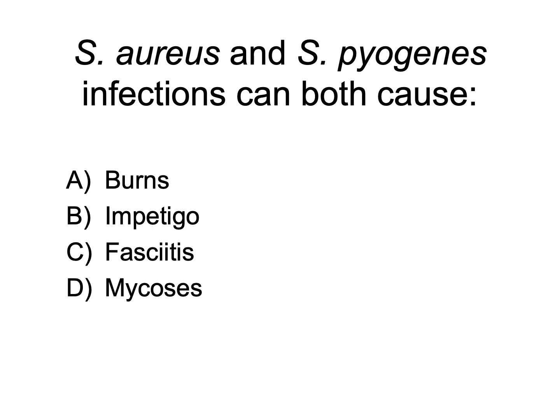Let's think about the infection that can be either caused by Staph aureus or Streptococcal Pyogenes. Is it A, burns, B, impetigo, C, fasciitis, or D, mycosis? The answer is B, impetigo. It can be caused by either Staph aureus or Streptococcal Pyogenes. And remember that pyo word means pus when you see pyo.